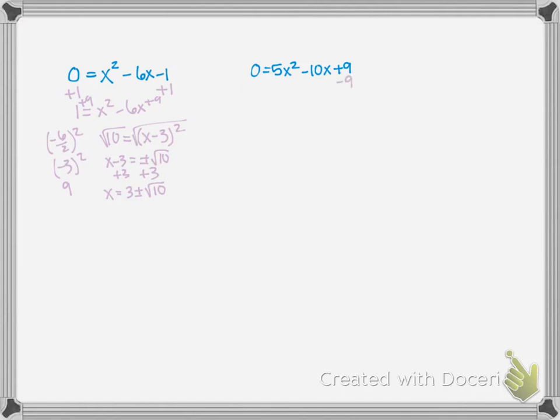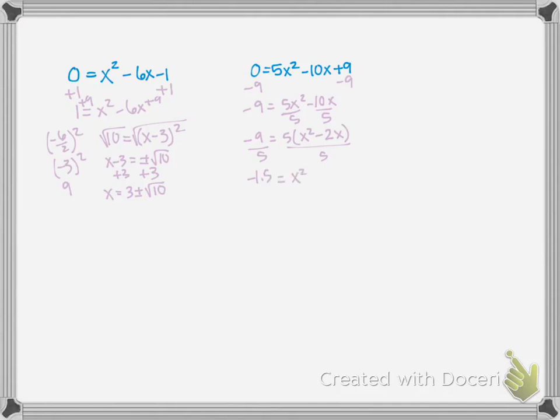Okay, let's subtract the 9. I cannot get a perfect square trinomial with that 5 sitting there, so we're going to pull it out like a GCF. And divide them over. That decimal is negative 1.8.